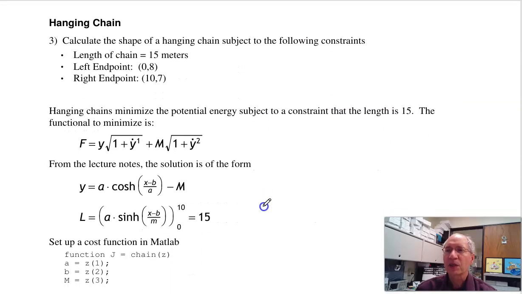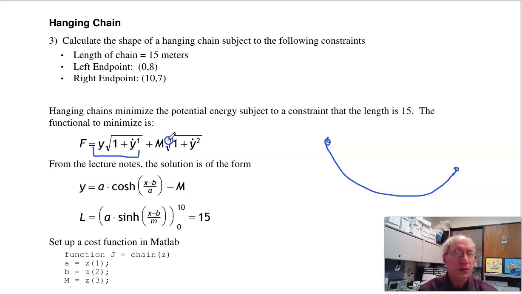Problem 3. Find the shape of a hanging chain. So what a chain does is it minimizes the potential energy. What shape minimizes the potential energy, which is this functional, subject to the constraint that the length is 15 meters. This is a Lagrange multiplier times length. So here's the total functional.